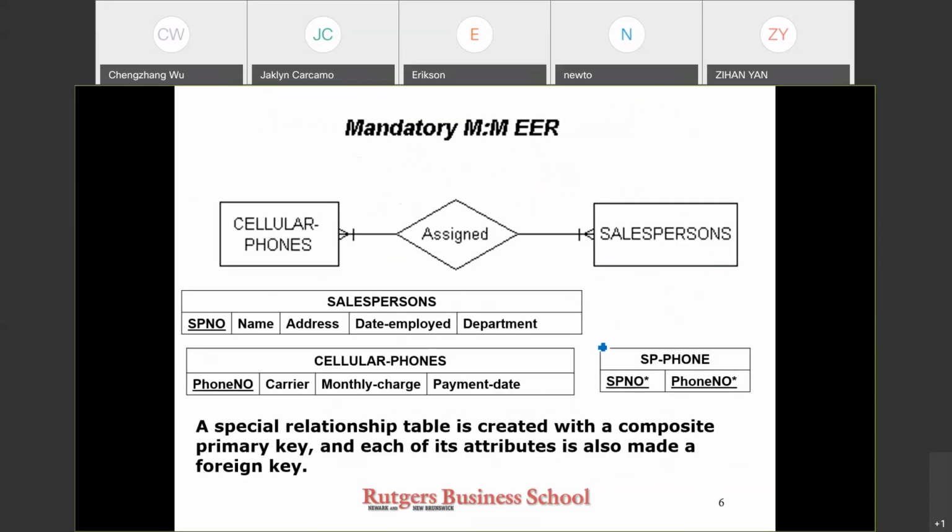So in this case, this is the new table with composite keys, and each key is from each different object. And in this case, as you can see, SP number is from the primary key of salesperson's table, and phone number is derived from cell phone table.